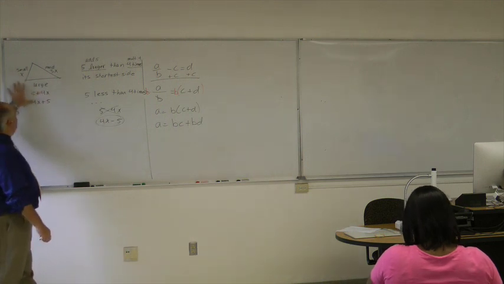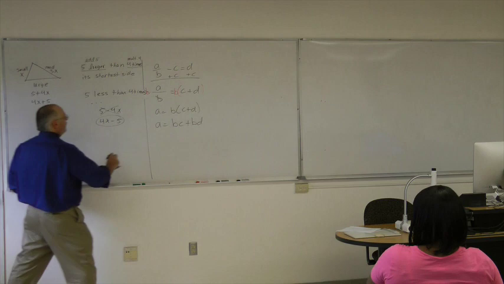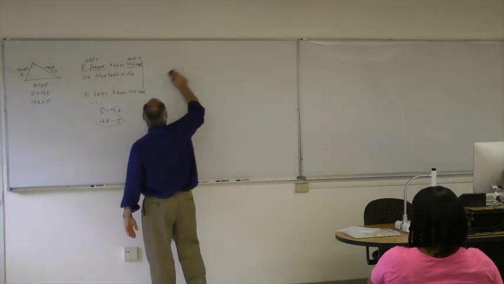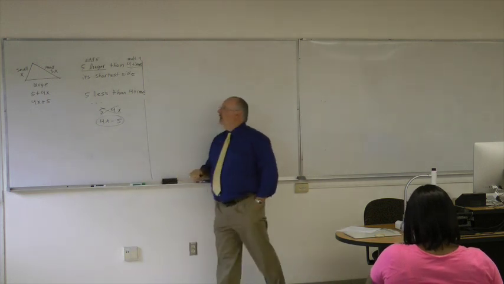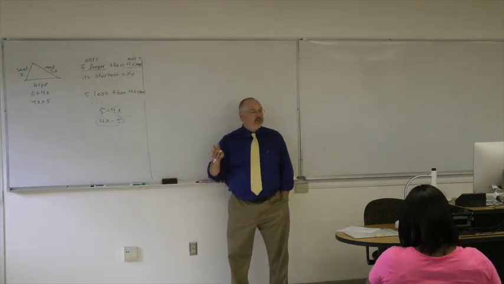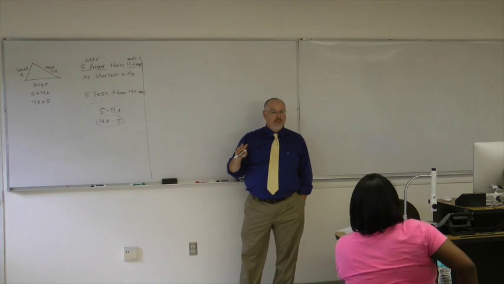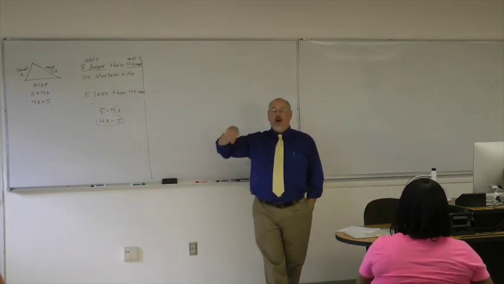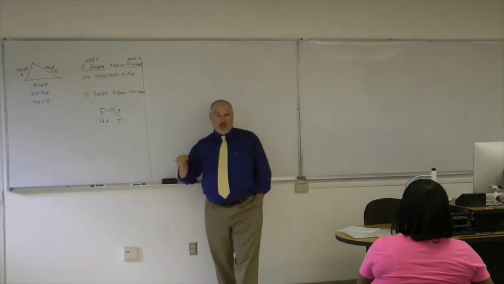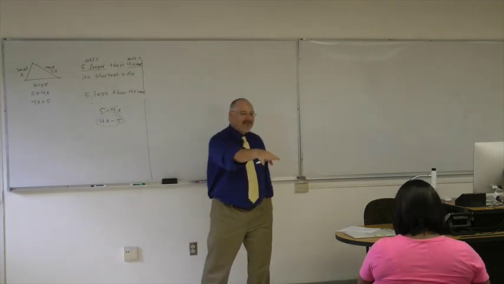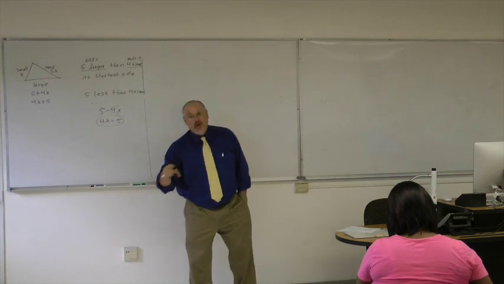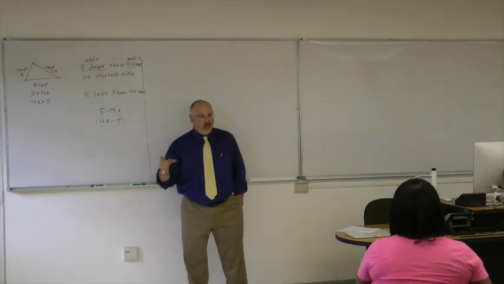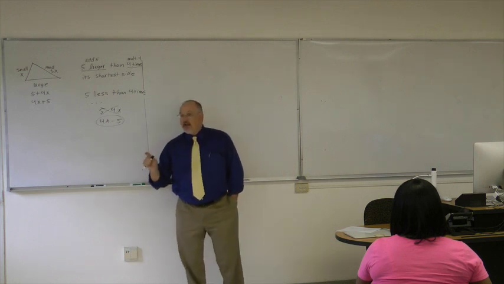All right, so now we come back to our diagram, back to our problem. It says the perimeter of the triangle is 69 inches. How do you find the perimeter of any shape? Add up the sides. There's no formula for perimeter. You can think of the perimeter of a rectangle as 2L plus 2W, but to keep it simple, to find the perimeter of any shape, you just add up the sides.